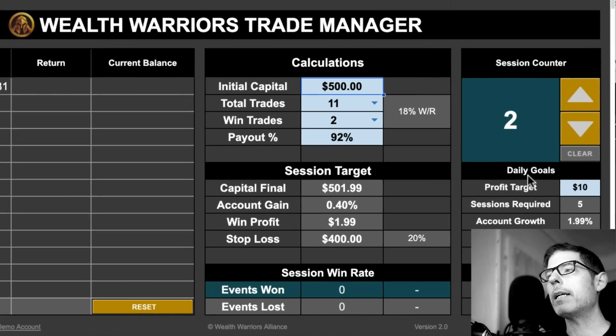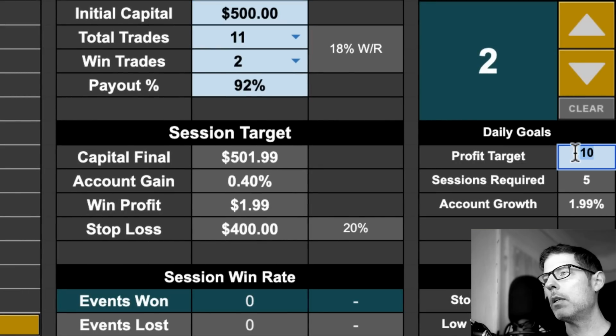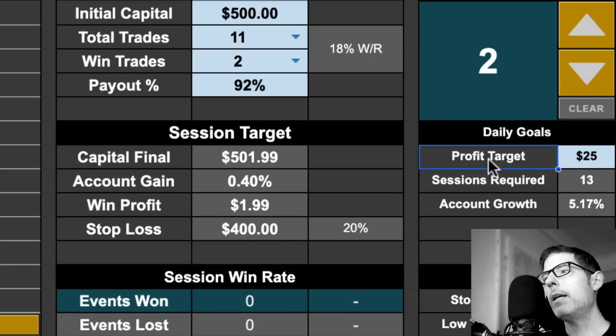Right over here at the daily goals, you can enter a target that you want to reach every day. So let's say you want $25 a day, you just enter 25. Now the Trade Manager is going to tell you how many sessions are going to be required for you to achieve that daily goal. That will also give you approximately a 5% gain on your account, which is pretty good, and hard to do. If you put money into a bank account, usually after a whole year you might make like 0.01% or something ridiculously low.